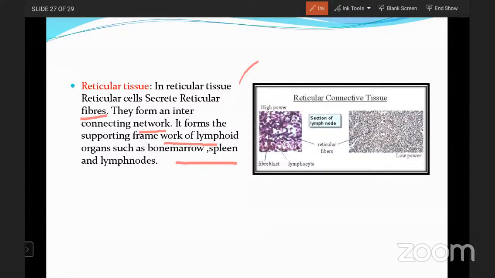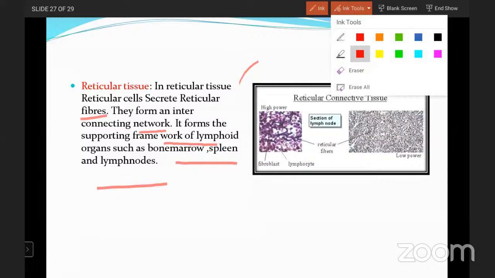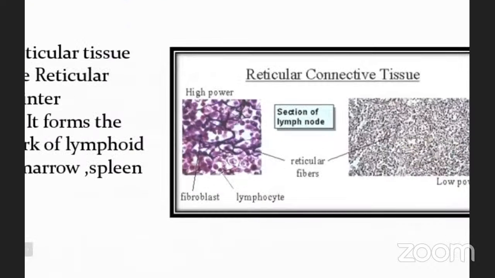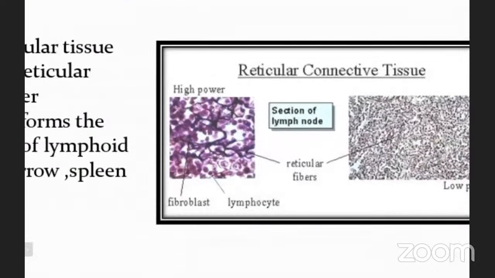So in this picture, you are able to see the reticular fibers. Okay, go for the picture. Reticular connective tissue is made up especially of reticular fibers. It gives a supportive framework to lymphoid organs like lymph nodes and bone marrow. This is about the reticular connective tissue.